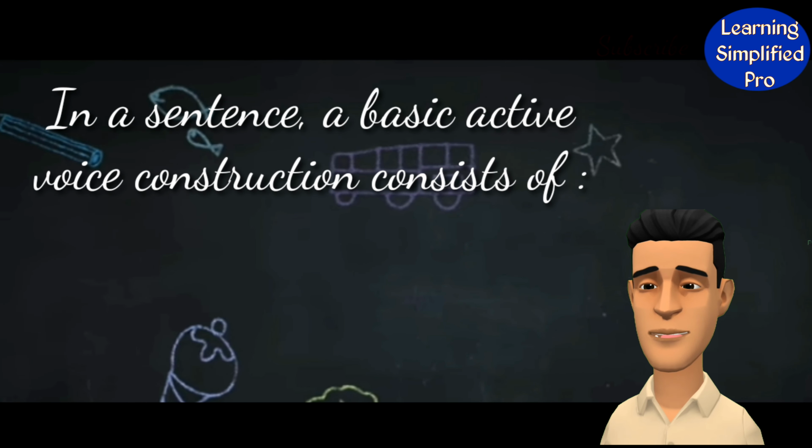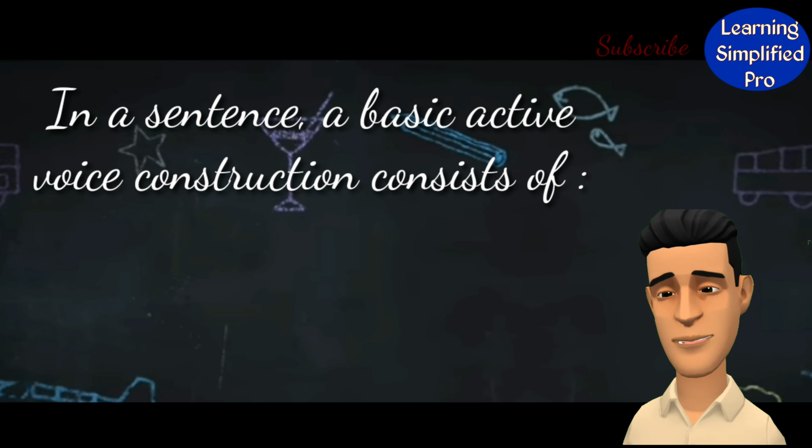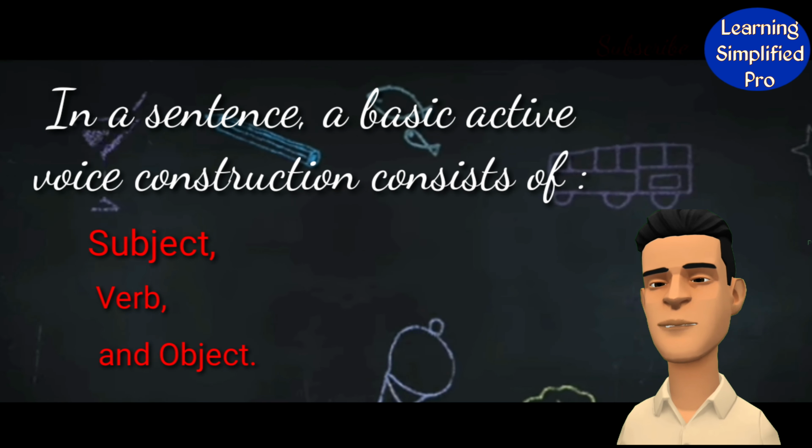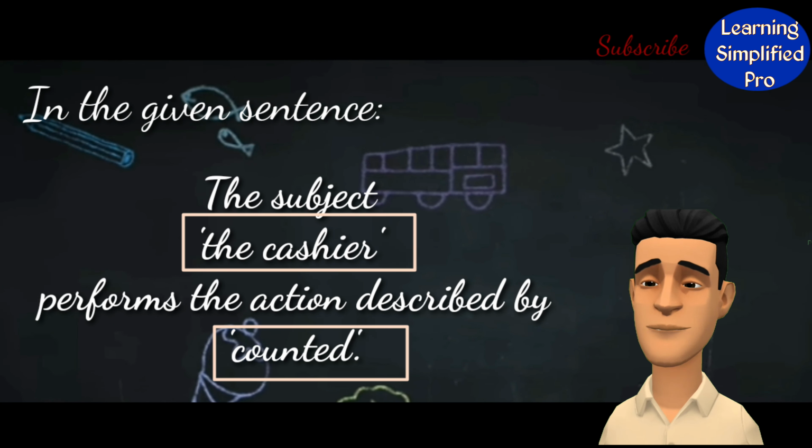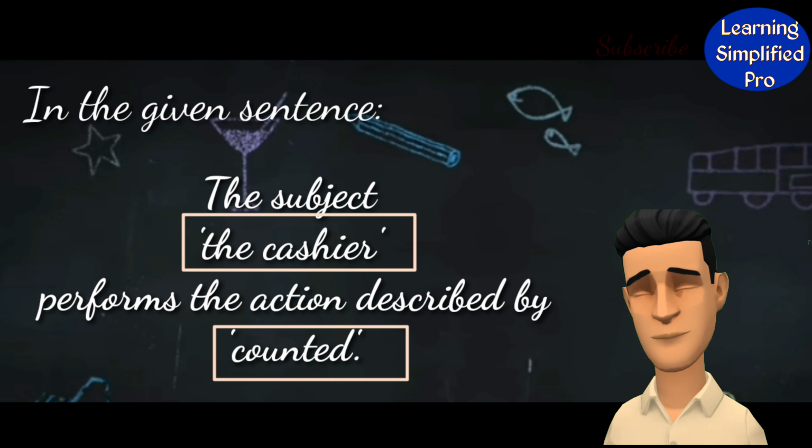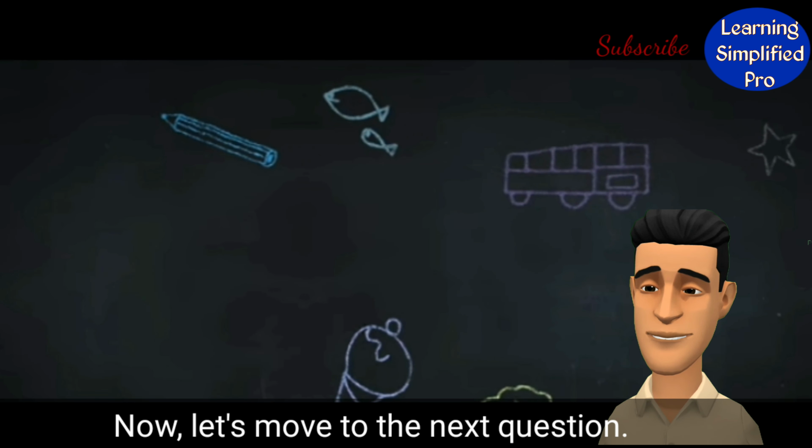In a sentence, a basic active voice construction consists of subject, verb, and object. In the given sentence, the subject, the cashier, performs the action described by counted. Now, let's move to the next question.